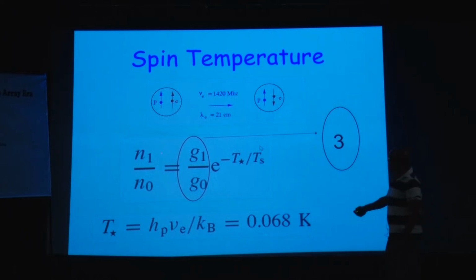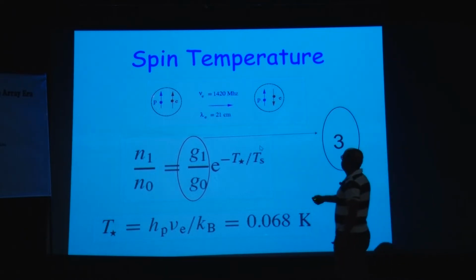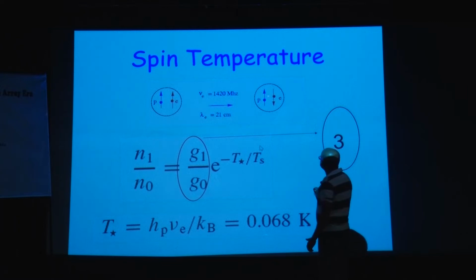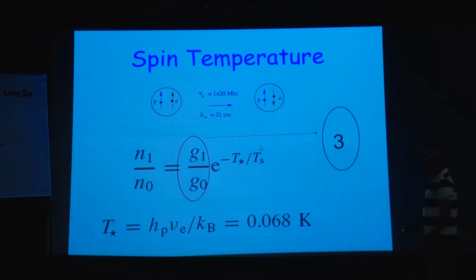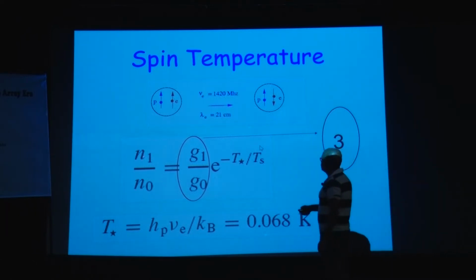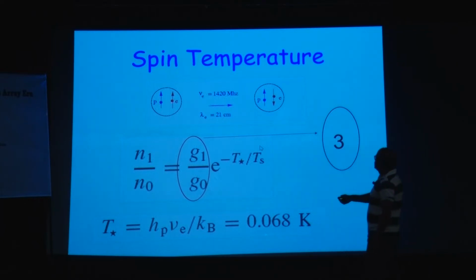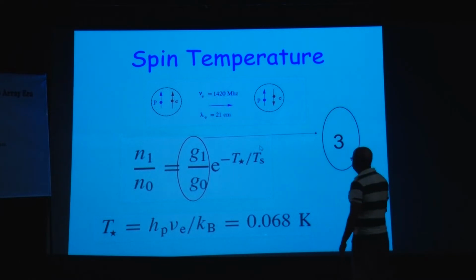So, given any number density of hydrogen in the excited state and hydrogen in the ground state, you can always determine a spin temperature. Or the other way around, the spin temperature is one way in which we quantify this ratio of the two states, the numbers of hydrogen atoms in these.